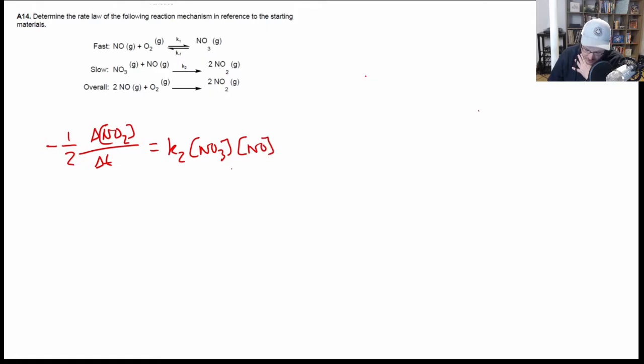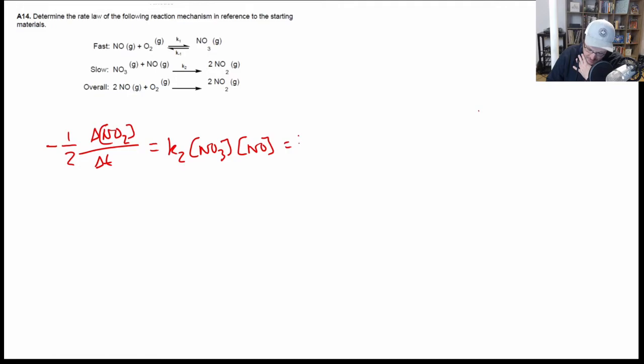And so then for the concentration of NO3, the change in concentration of NO3 over delta T is going to be equal to the forward and reverse reactions of that equilibrium that we have up here, right?